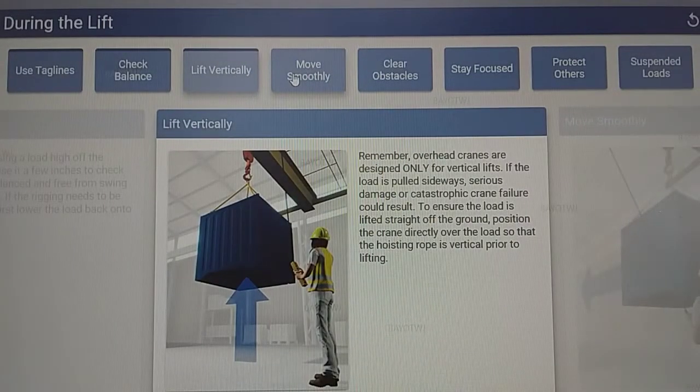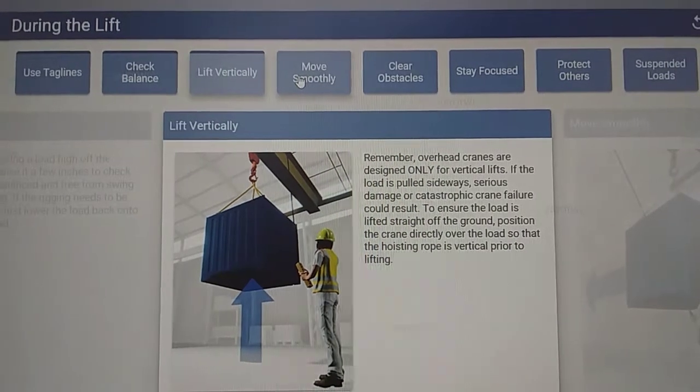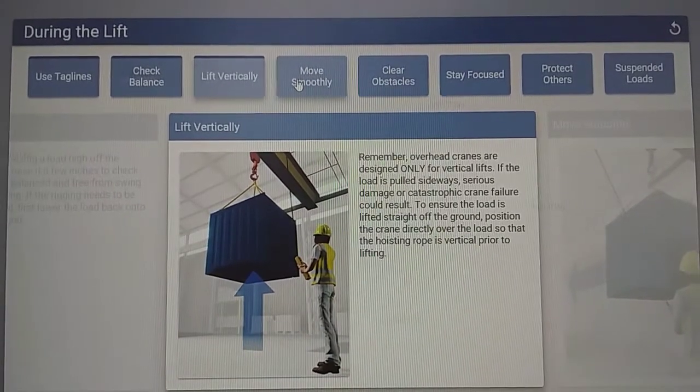Remember, overhead cranes are designed only for vertical lifts. If the load is pulled sideways, serious damage or catastrophic crane failure could result. To ensure the load is lifted straight off the ground, position the crane directly over the load so that the hoisting rope is vertical prior to lifting.